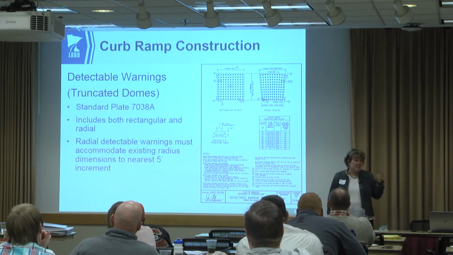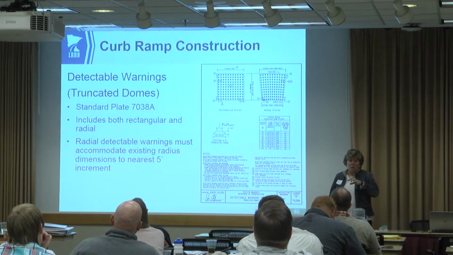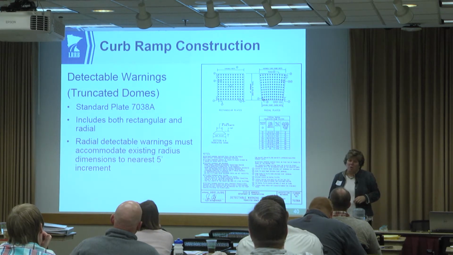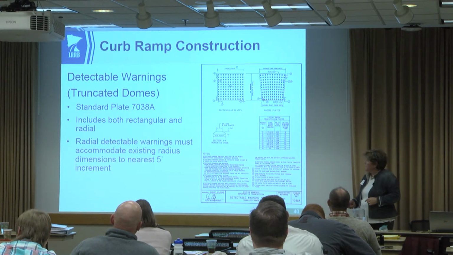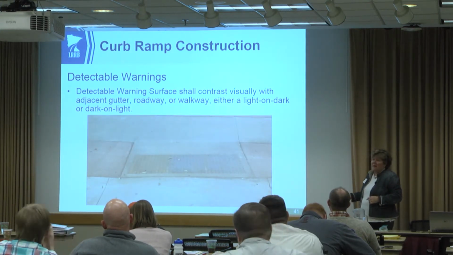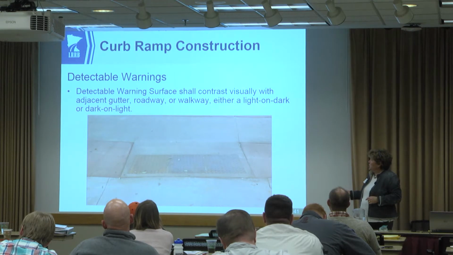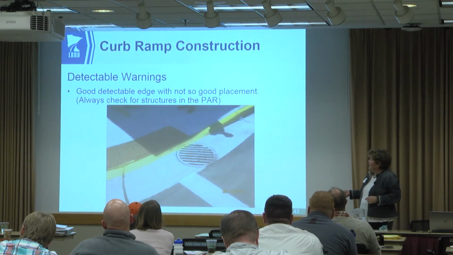Going through the process that Brady showed may allow you to use a rectangular placement as long as the back of curb distance to the detectable warning domes does not exceed 9 inches. Detectable warnings should be of a contrasting color. They should be in good condition. They should not be popped out like that.